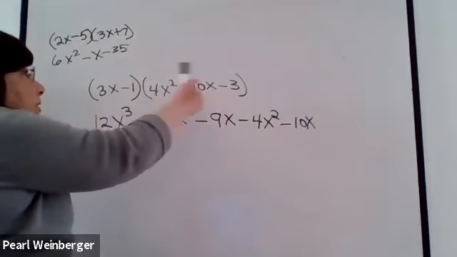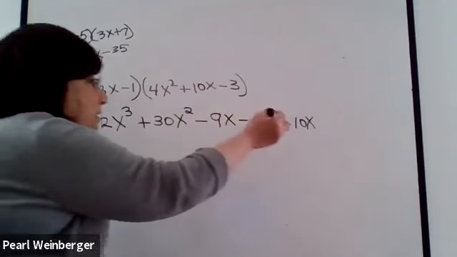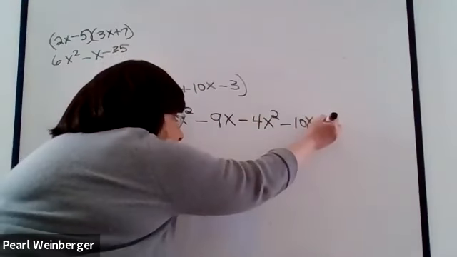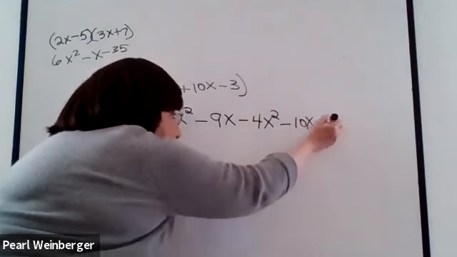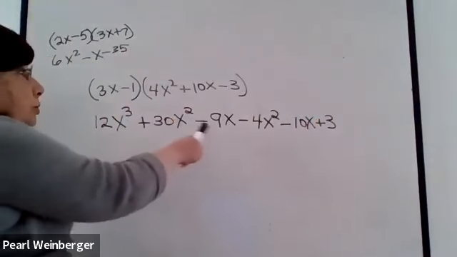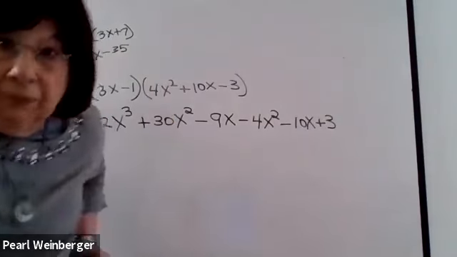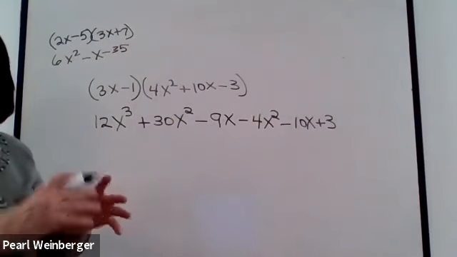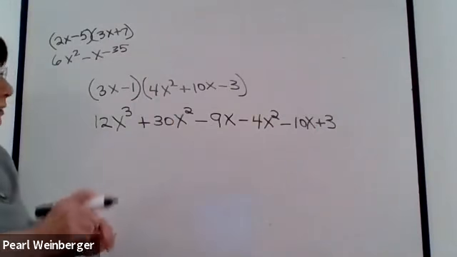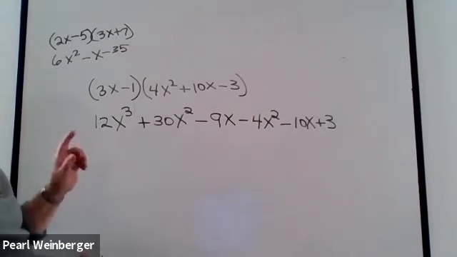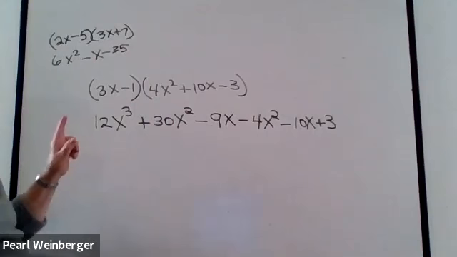And negative 1 times negative 3, don't forget a negative times a negative is positive, so that gives me positive 3. If you notice, I have 1, 2, 3, 4, 5, 6 terms because I multiplied 2 terms times 3. 2 times 3 is 6. Now I go back and I see if there are any like terms.